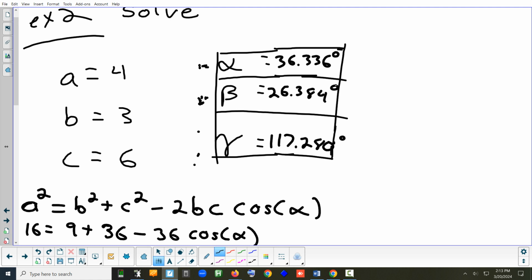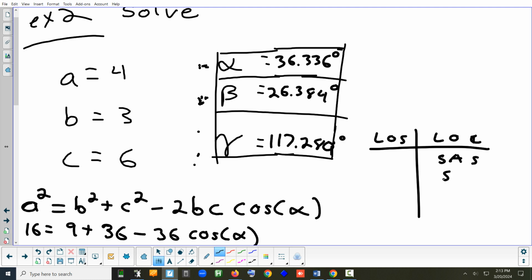So now on the test, they're all mixed. So the first thing you'll have to decide is: is it a law of sines problem, or is it a law of cosines problem? What are the two types we learned today?